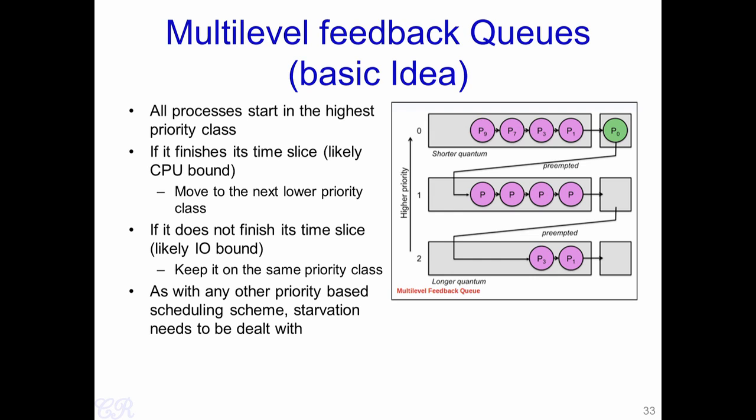On the other hand, if the process does not complete its time slice, it is assumed that the process is an IO bound process, and therefore, it would either be moved to a higher priority class or kept in the same priority class. So, this, as you can see, is a dynamic way of changing priority classes of a process. However, the drawback is that we could still have starvation, and techniques need to be implemented to deal with starvation.